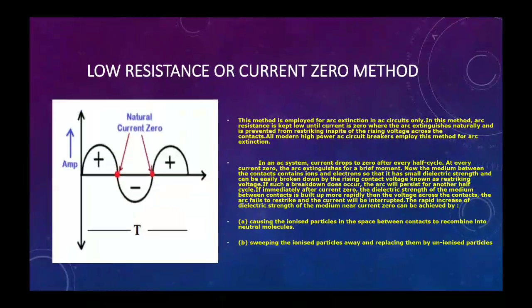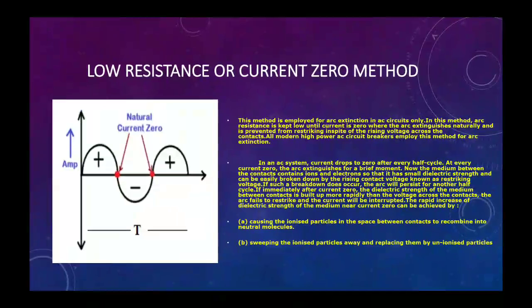When the zero position is achieved, the current is zero. That means the arc extinguishes and is prevented from restriking in spite of the rising voltage across the contacts. So the voltage cannot rise because the current is zero. All modern high power circuit breakers are low resistance circuit breakers, and the low resistance or current zero method is employed in AC circuit breakers.